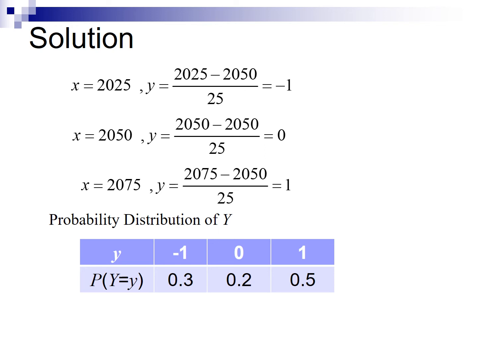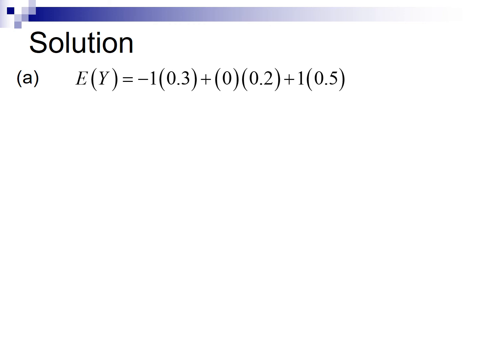So notice that the values of the probabilities remain the same. What we have done was just that we have reduced the large value of X into a smaller value using the coding formula. Okay. So from here, you can find EY using the formula of mathematical expectation.